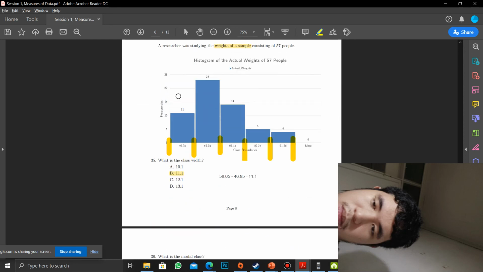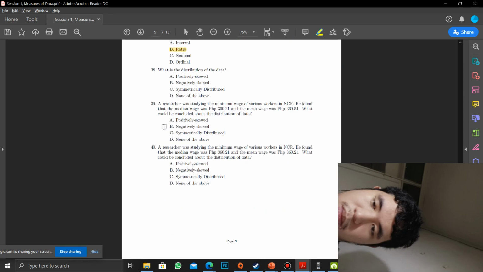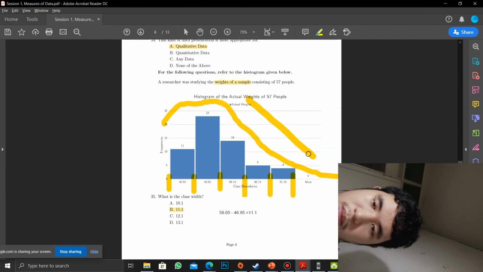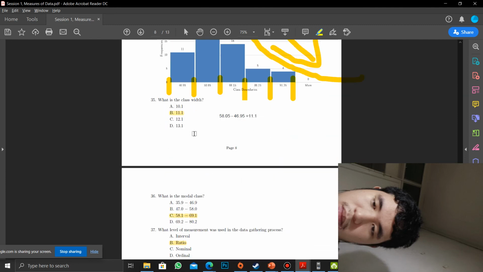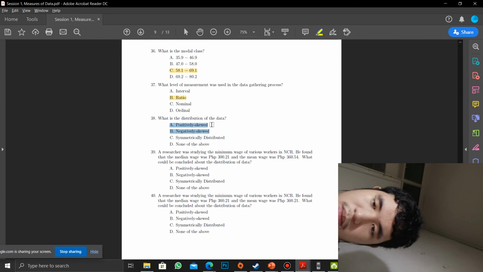What is the distribution of the data? Okay, histogram can show the distribution of your data. Pag ganyan yung shape niya, so according to our drawing, sa huling discussion natin, kapag ganyan yung drawing niya, skewed to the right siya, di ba? Positively skewed. Next, about skewness na to.